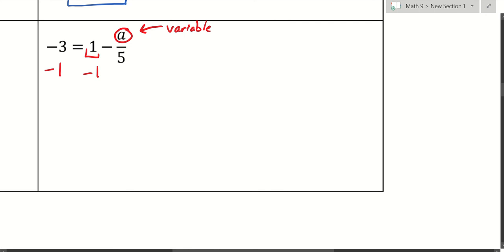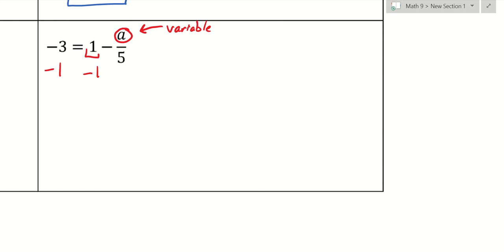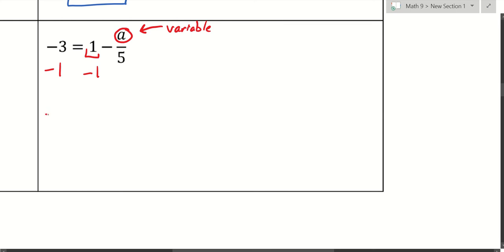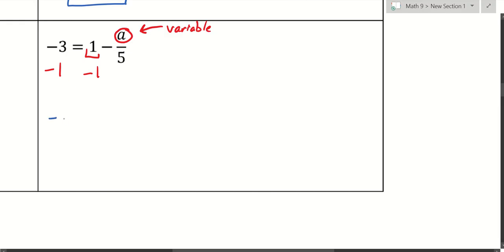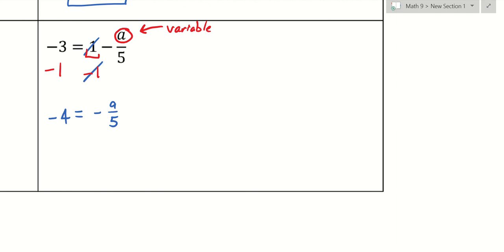Now we can simplify by rewriting our statement after our algebraic maneuvers. So negative 3 minus 1 is negative 4. And what's left on my right-hand side? Well, 1 minus 1 is 0, and I'm just left with negative a over 5. Remember to keep that negative sign in front of the term with the term itself when you carry it down to the next line. Now, here I have negative a over 5.